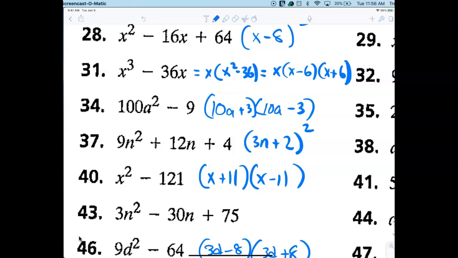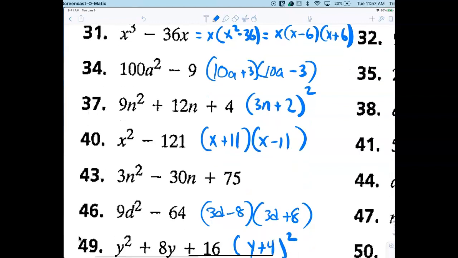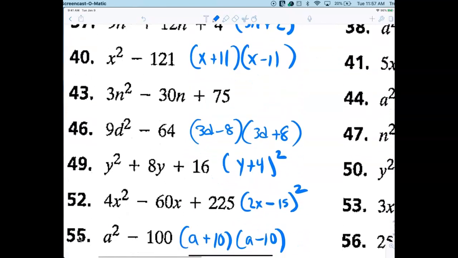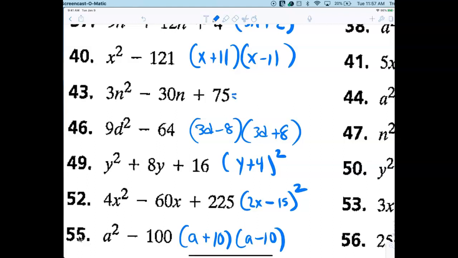Now that she gave you the answer, you got it right. Why is it x times? There was a common x. There was a common x. Okay, on 43.